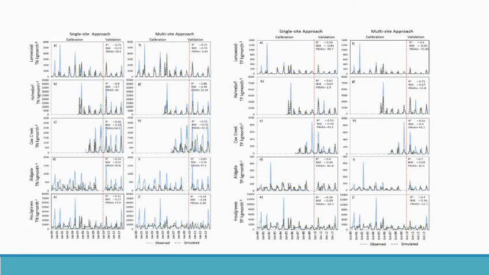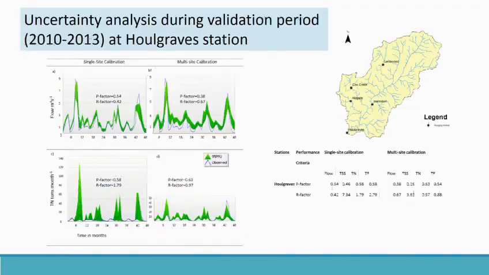And this one is for the validation period, and even in the calibration we have improved results. And finally at the whole graphs we have a similar result. So this suggests that multi-site calibration is much better.